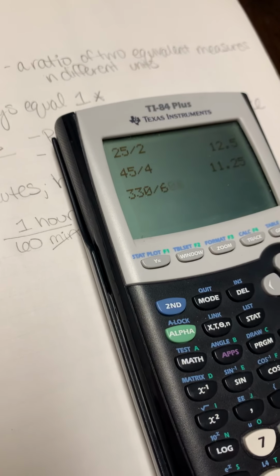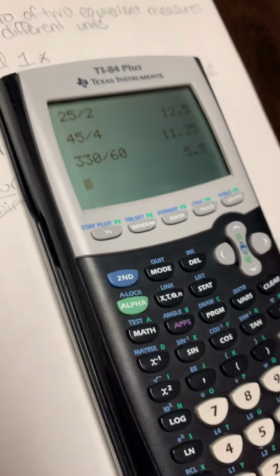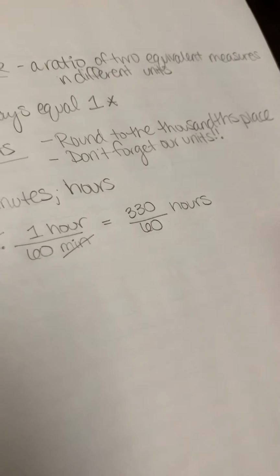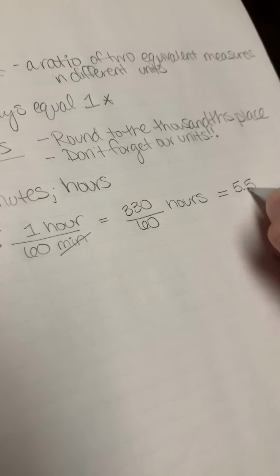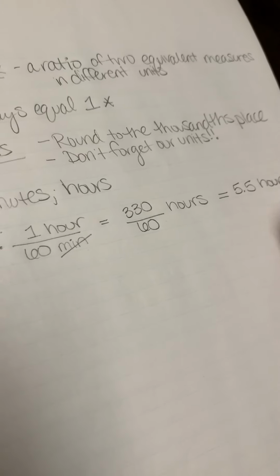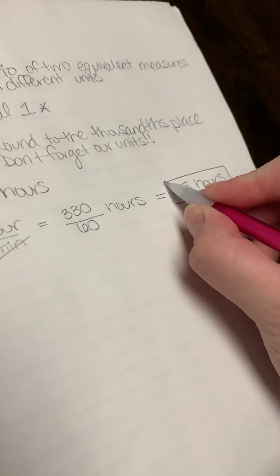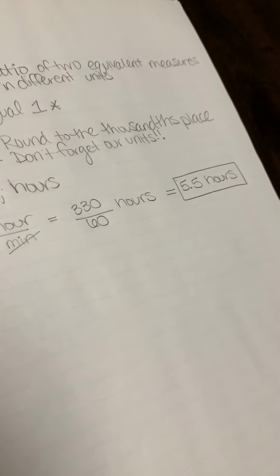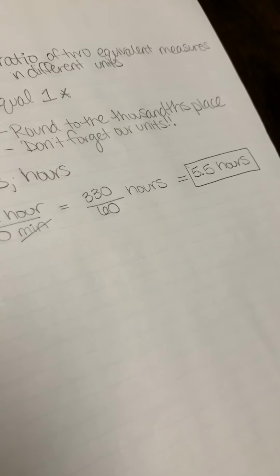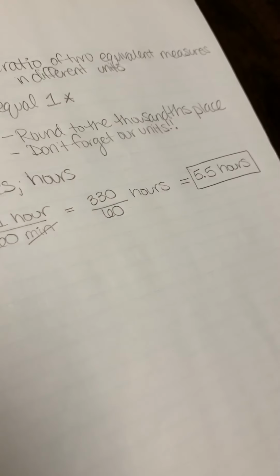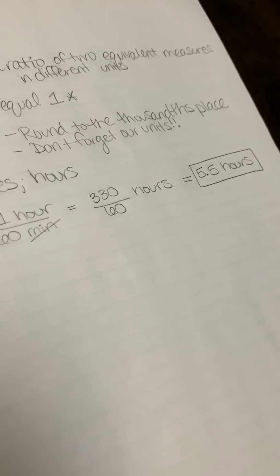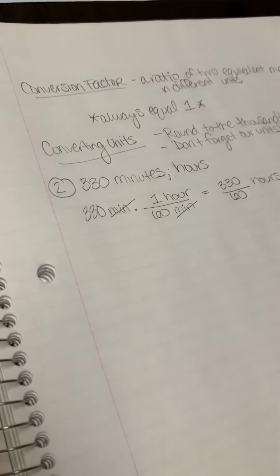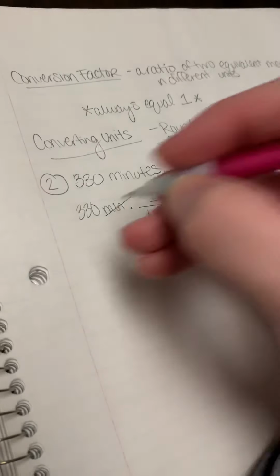330 divided by 60 is 5.5. So this is 5.5 hours. So 330 minutes is 5.5 hours. But again, I said you can round. Okay, let's try the second one, which is number 3 overall.